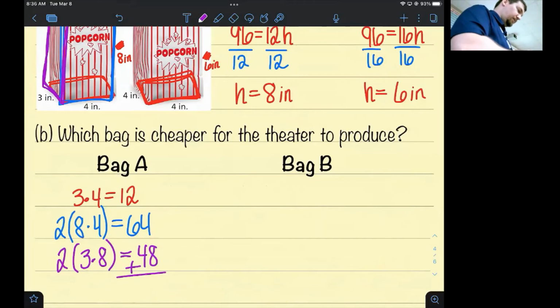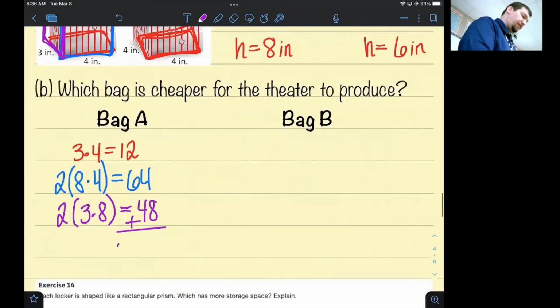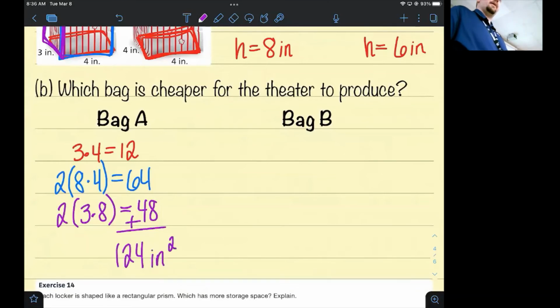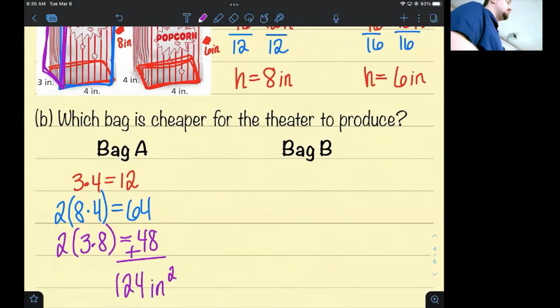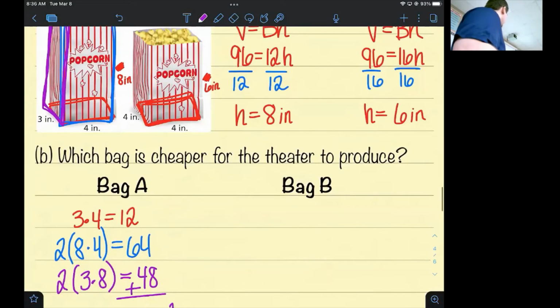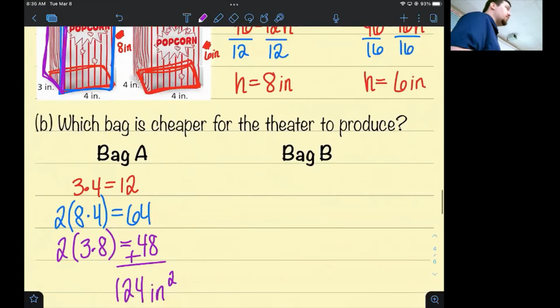And then we'll add those together and I'll save us some time and do it real quick here. The 12 plus 64 plus 48 is going to give you 124 inches squared, because this is surface area, right? Not volume. So not cubic units, but square units. Now for bag B, I have a similar approach. You would find the area of its base, which is 4 times 4, which we already said was 16. There's only one of those bases because the top side's not there.